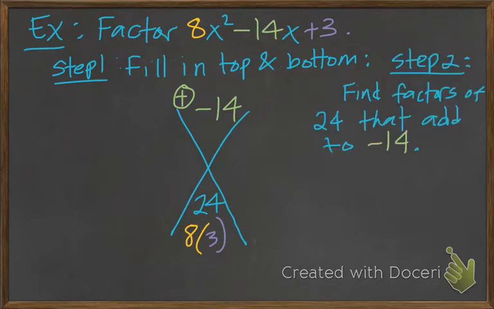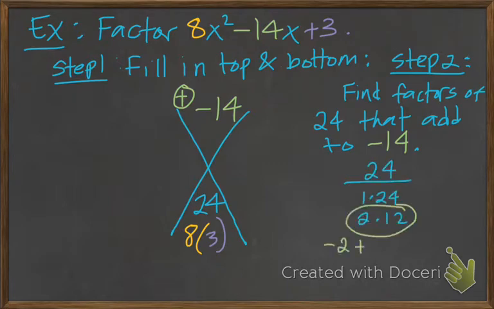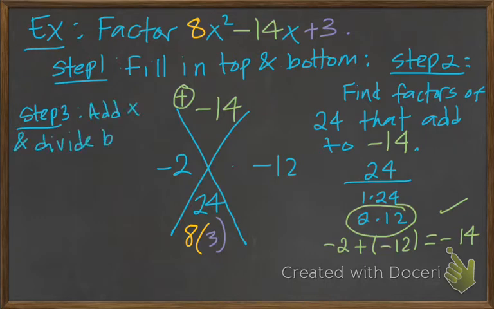Next, we want to find the factors of 24 that add to negative 14. 24 is 1 times 24, 2 times 12. We notice that negative 2 plus negative 12 equals negative 14. So we put those two negative factors in. And our third step is we're going to add x and divide by 8.